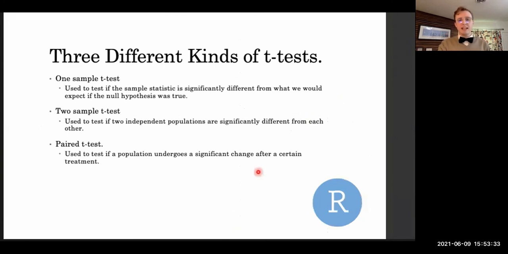So now there are actually 3 different variations of the t-test that everyone should know about. The one sample t-test is basically what we just went over, where we compare a sample mean to the mean under the null hypothesis. Now the 2 sample t-test is a little different. It is used to test if 2 independent populations are significantly different from each other, where the null is always that there is no difference between the populations.